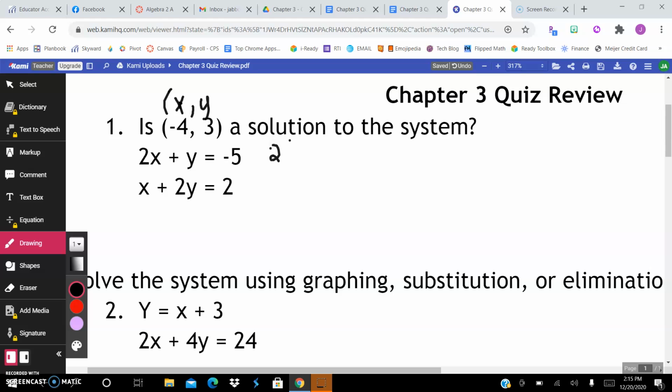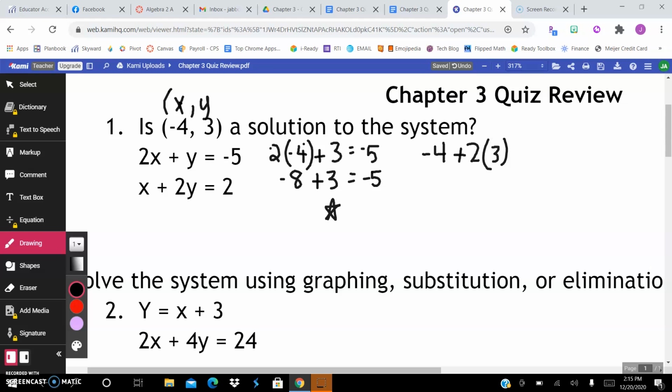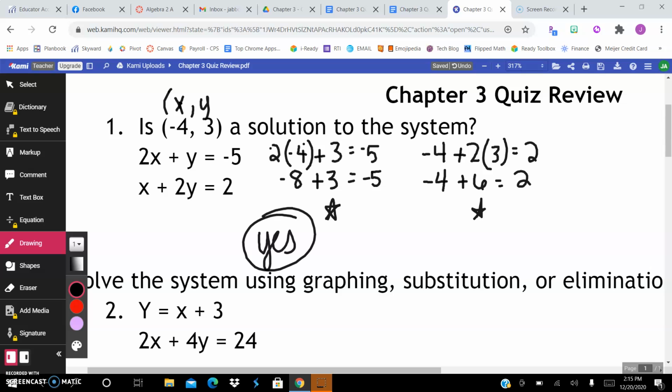So for the top one, we would have to do 2 times negative 4 plus 3, and we have to get negative 5 for an answer. So 2 times negative 4 would give us negative 8, and negative 8 plus 3 would give us negative 5. So that one works. Then we have to try out the bottom equation. So we would have negative 4 plus 2 times 3, and we should get an answer of 2. This would simplify down to negative 4 plus 6, and negative 4 plus 6 is 2, so that one works as well. So yes, this is a solution.